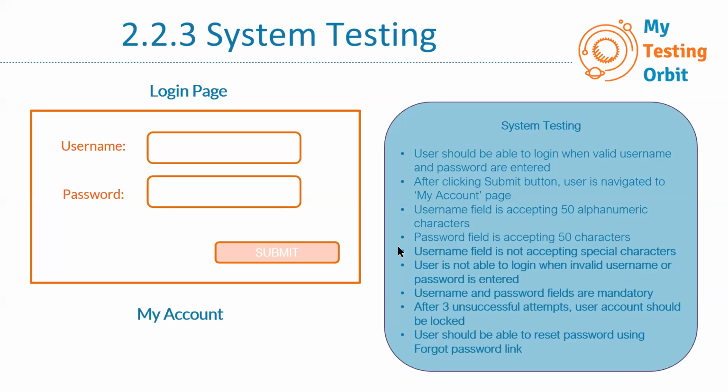Gaurav is saying email notification upon resetting of password. Exactly. So how will we get to know that? Usually if we click the forgot password link, we enter our email or username, and then we wait for an email. So yes, we need to test that as well.